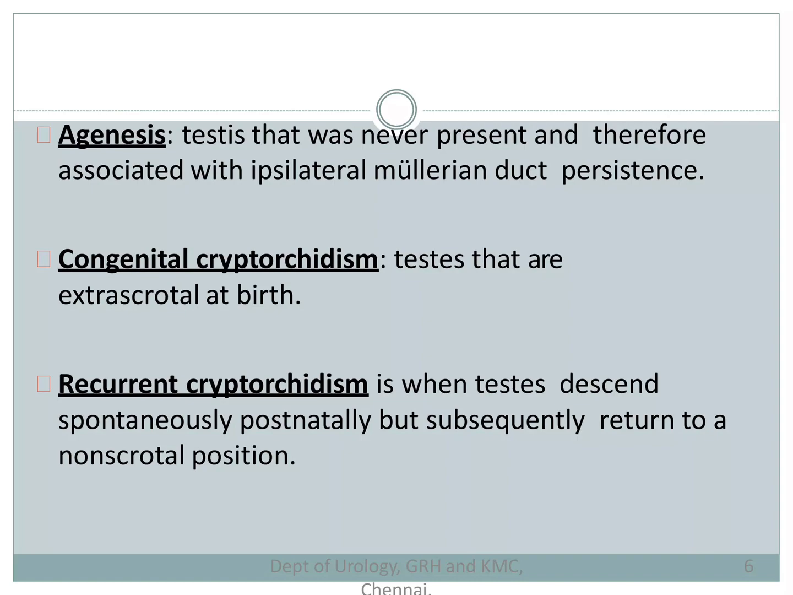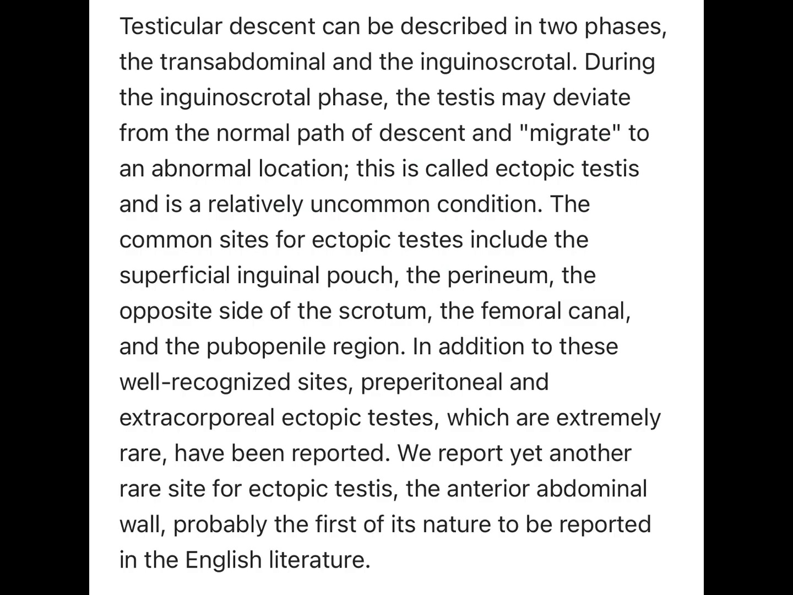And what about the ectopic testes? Ectopic testes are those which are not in their normal pathway, meaning the testis which is away from the normal pathway. The commonest location of the ectopic testis is the superficial inguinal pouch, which lies anterior to the external oblique aponeurosis. It can be located in the perineum, near the root of the penis. It can be present in the femoral triangle in the upper thigh, and it can be present in the contralateral scrotum, and it can be present within the anterior abdominal wall. So these are the various locations for ectopic testes.